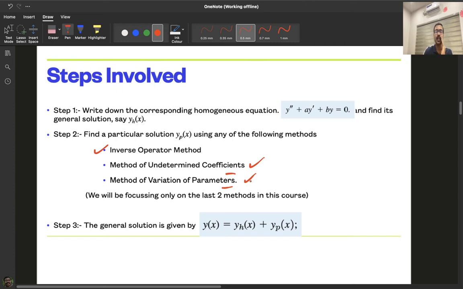The method of undetermined coefficients is the easiest of all the methods, but it has limited applicability. It cannot be applied everywhere; only if your RHS is of some particular type can you apply it. The inverse operator method and the method of variation of parameters can be applied everywhere. We'll study undetermined coefficients, the easiest, and also variation of parameters in this session, because we only have these in our syllabus.